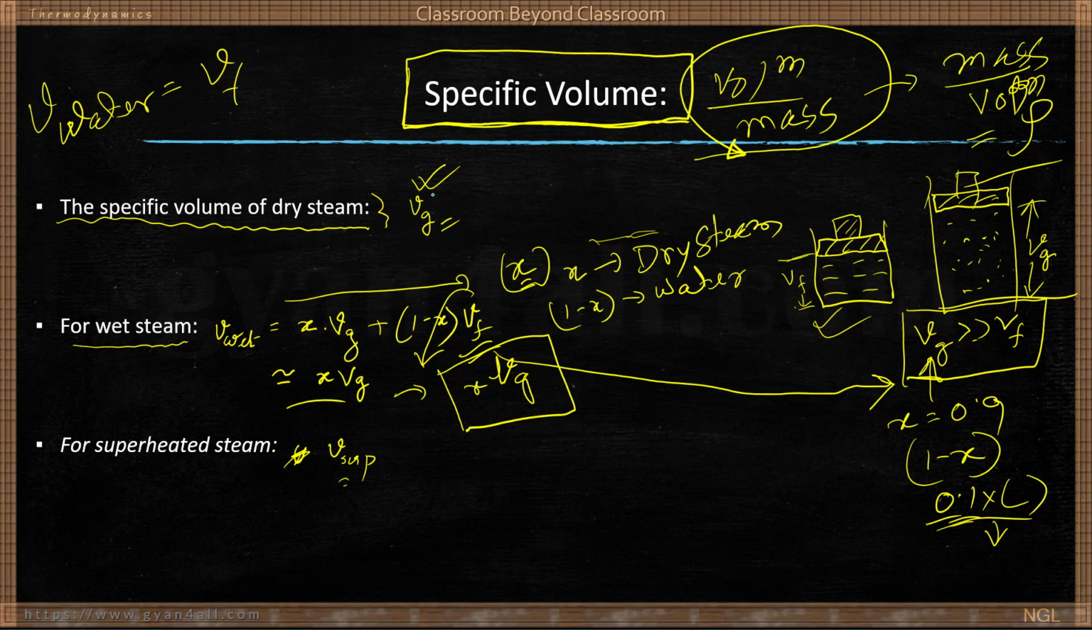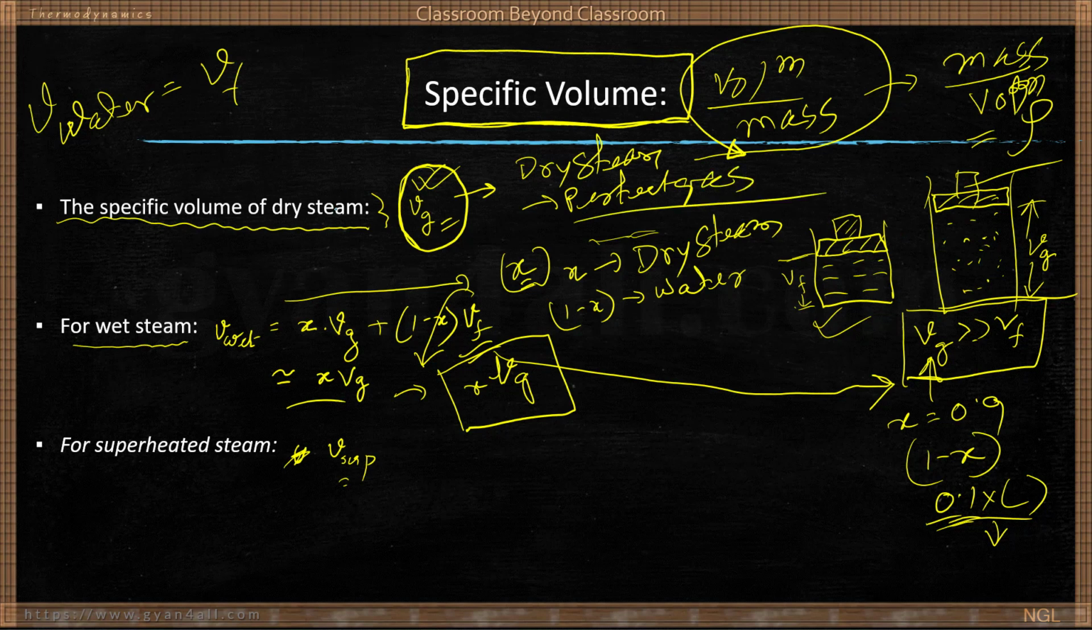Another thing we know, G stands for gas or dry steam. So steam behaves like a perfect gas when it is dry steam. So what does it mean? This is a perfect gas, that means ideal gas. It will obey the gas law. And definitely superheated steam also behaves like a perfect gas.